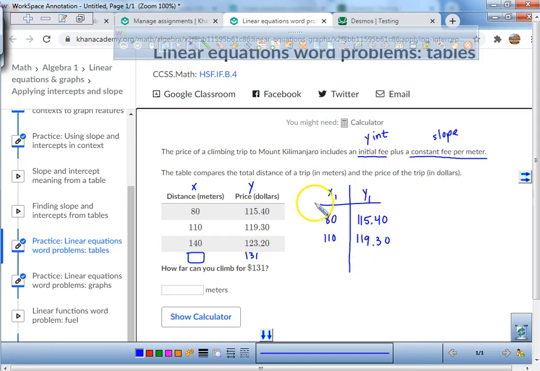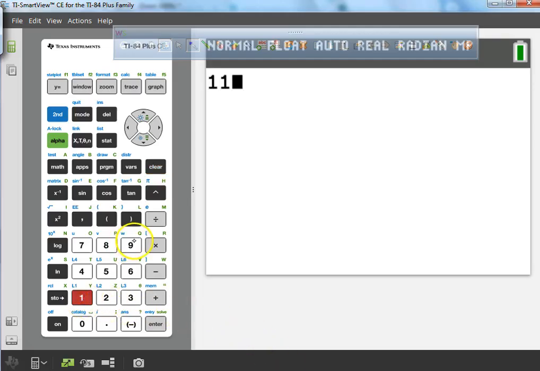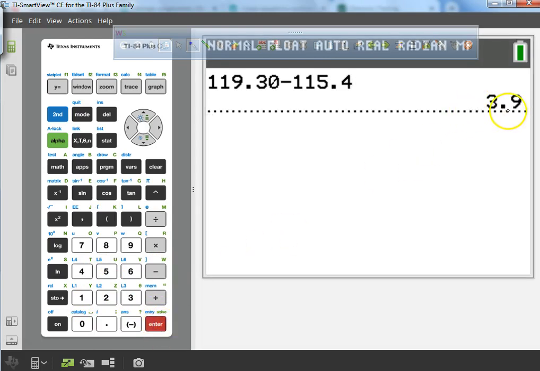All right. So if we wanted to figure out the slope, just remember, this is the change in the y, this is the change in the x. So this change in x is going up by 30. Now what's the change in y? 119.30, and what are we taking away? 115.40. Oh, my bad. There we go. So 3.9.